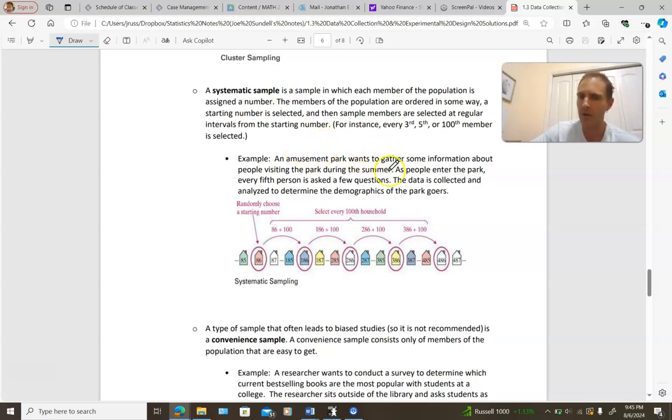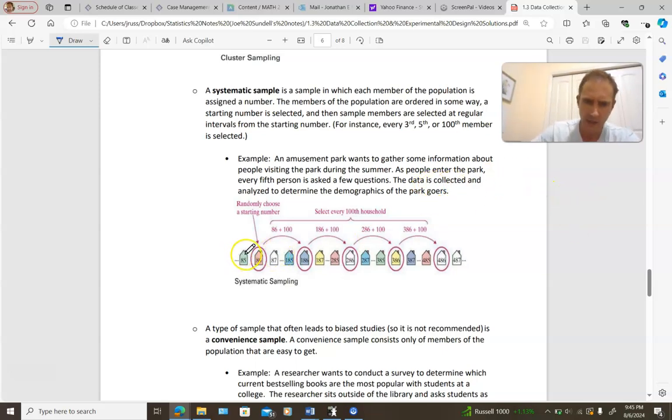Okay, so here's an example. An amusement park wants to gather some information about people visiting the park during the summer. So as people enter the park, you would select every 5th person and then survey them. Okay, the data is collected and analyzed to determine the demographics of the park goers.